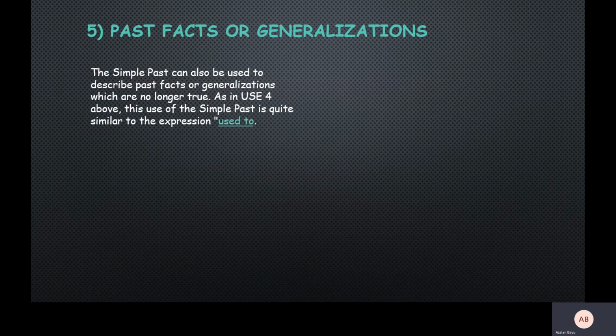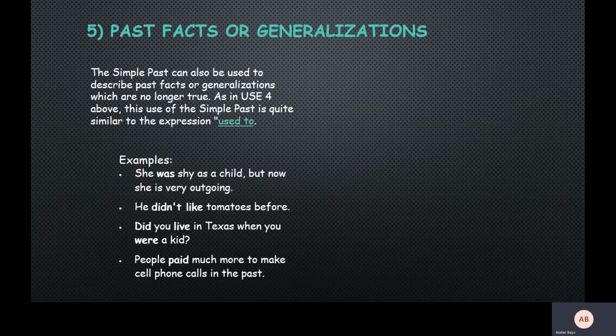Past fact or generalization. The simple past can be used to describe past fact or generalization which are no longer true. You know, for example, like this, you always use used to. For example, she was shy as a child, but now she is very outgoing. Okay, that's why you use was because it's already completed. You were shy in the past, but now you are not shy anymore. You are very outgoing. Right? He didn't like tomatoes before, but now he maybe starts eating tomato.